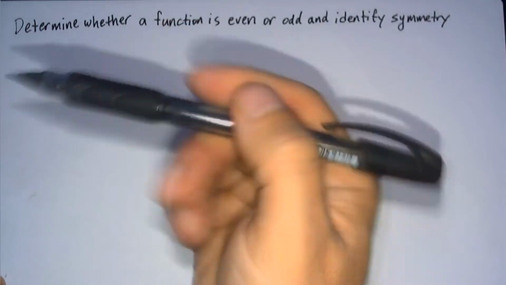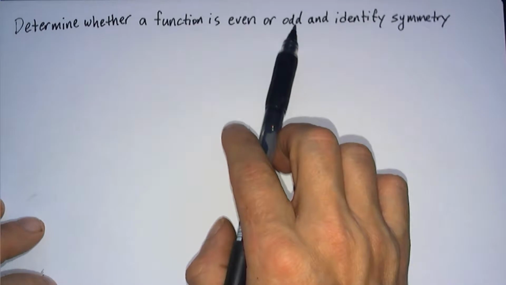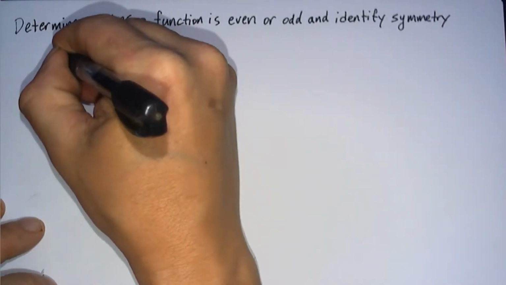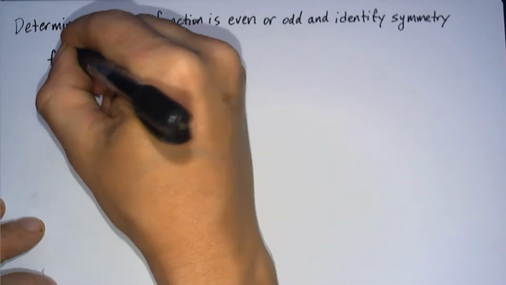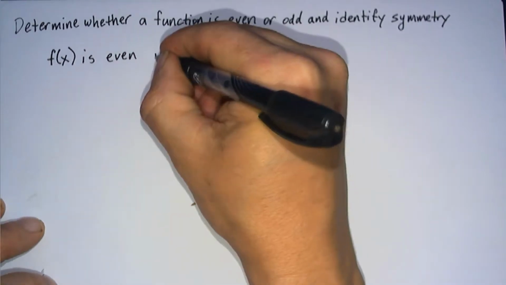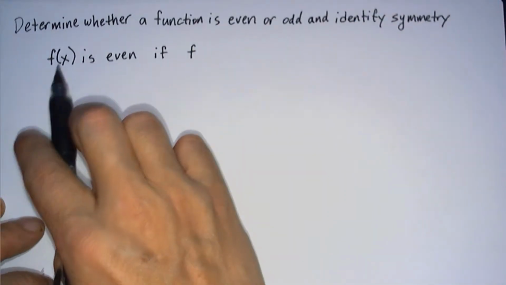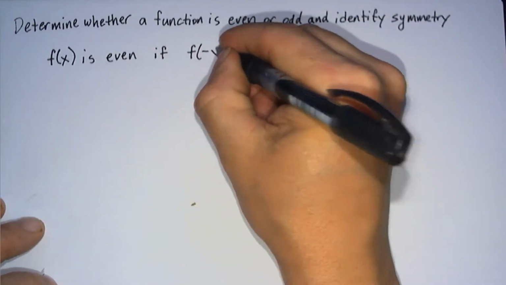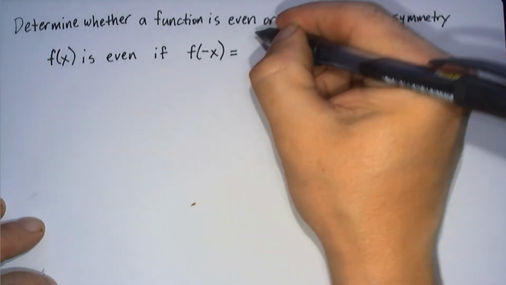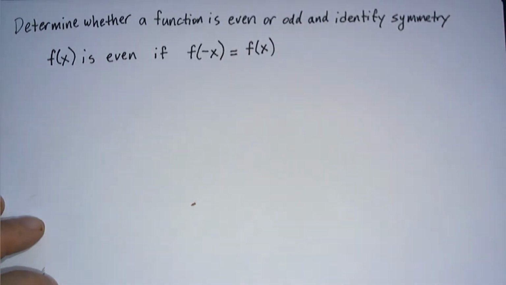So a function is even or odd. A function f of x is even if we replace everywhere in the function x with minus x, and we get the same function. This is the definition of an even function.